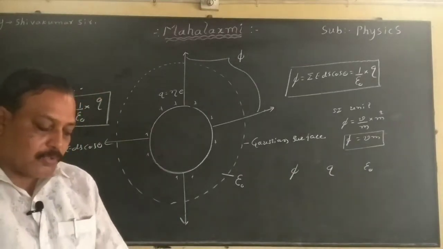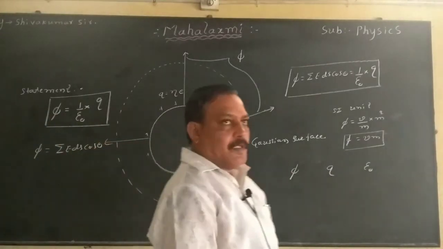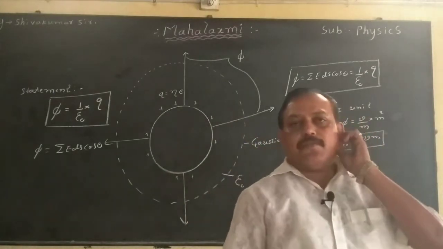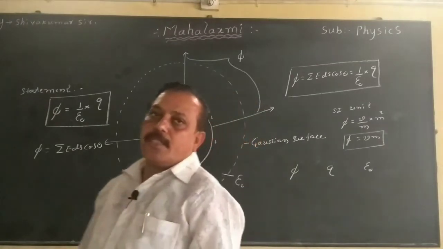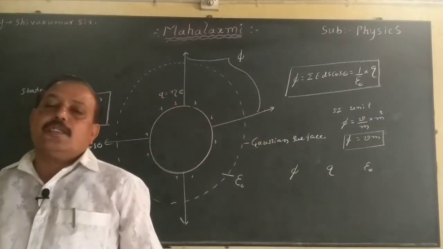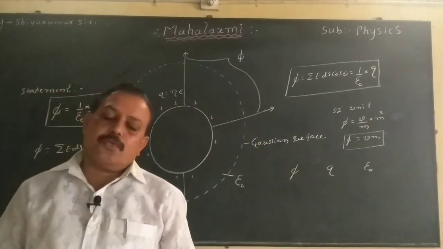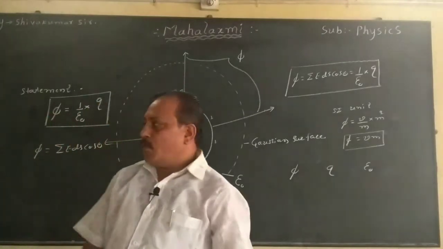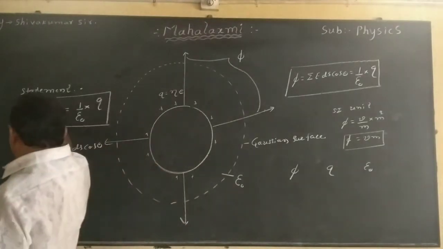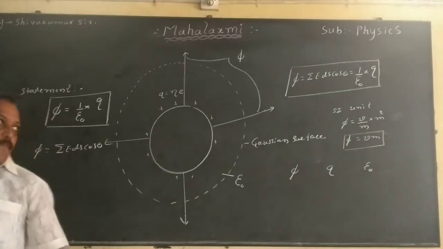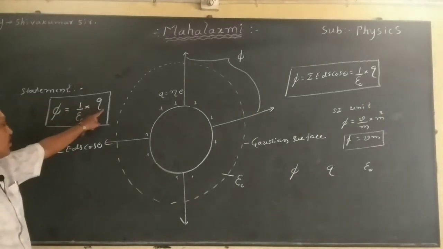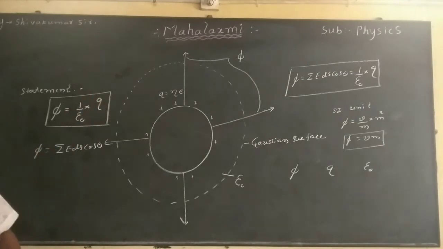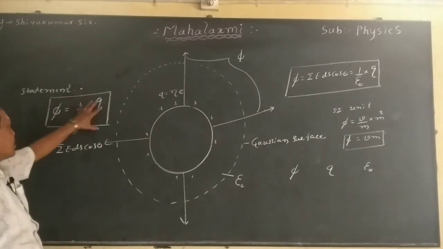Now this is about Gauss theorem. Wherever Coulomb's law fails, we come up with a new law in electrostatics to deal with the distribution of the charges on the surface of the conductor. That theorem is nothing but Gauss theorem. The Gauss theorem states that the total electric flux through any closed surface is equal to 1 by epsilon naught times the charge enclosed by the surface. Then phi equals 1 by epsilon naught times q.